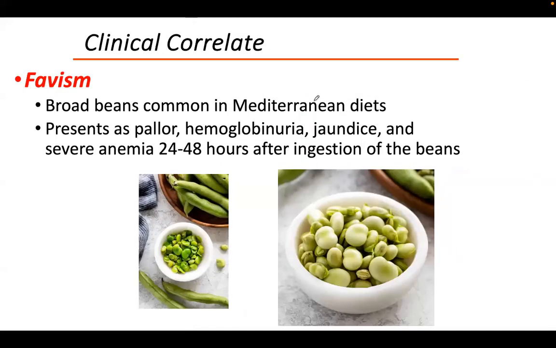Now, the second correlate is favism. What you see here in the photo below are the fava beans. These are the broad beans, which are part of the Mediterranean diet. So in patients with glucose 6-phosphate deficiency, when they ingest fava beans, there is a hemolytic crisis that occurs within 24 to 48 hours after ingestion. They present with pallor, hemoglobinuria, jaundice, and severe anemia. So please take note of this.